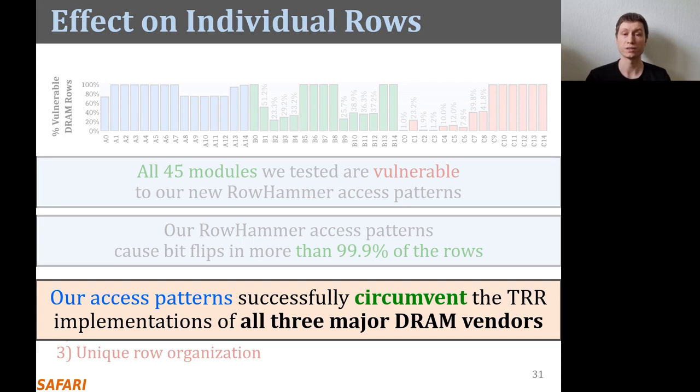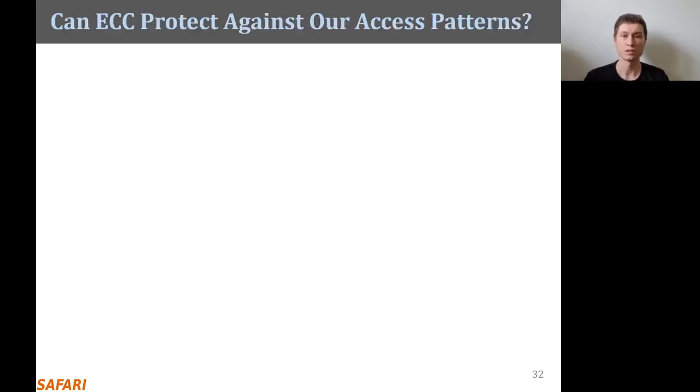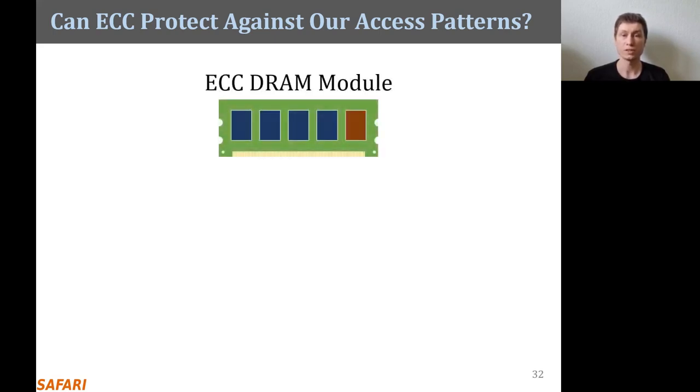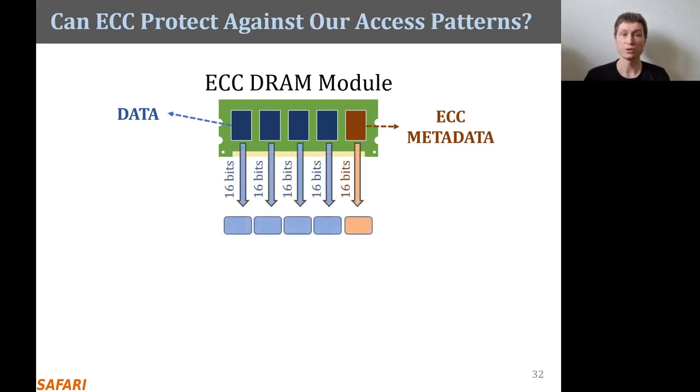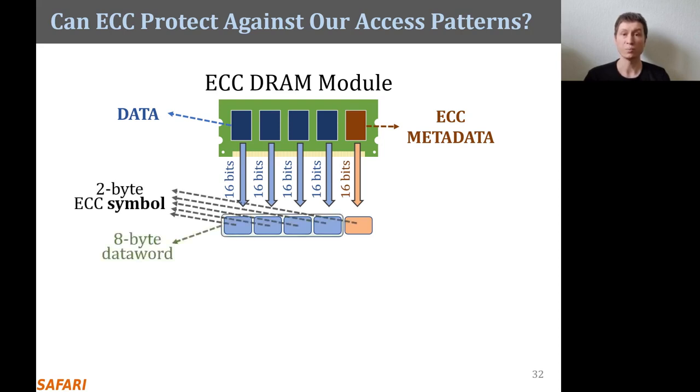The new RowHammer access patterns cause a lot of RowHammer bit flips, but can conventional DRAM ECC protect against those bit flips? This is a simplified diagram of a DRAM module with ECC. In this example, in addition to 4 DRAM chips that store data, a fifth chip stores redundant ECC data. Each chip provides 16 bits or 2 bytes of data per cycle. A 2-byte data chunk is called a symbol. All data symbols constitute an 8-byte data word, and all symbols, including the ECC symbol, constitute a 9-byte code word.